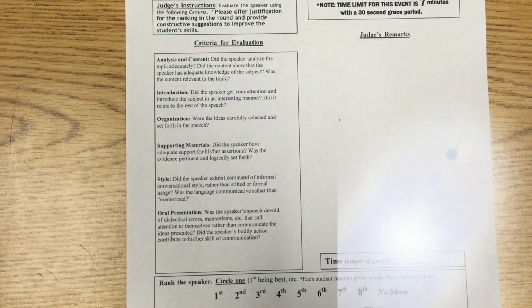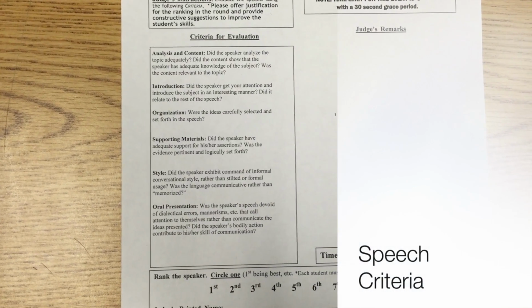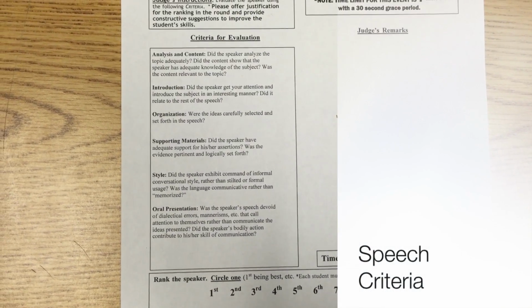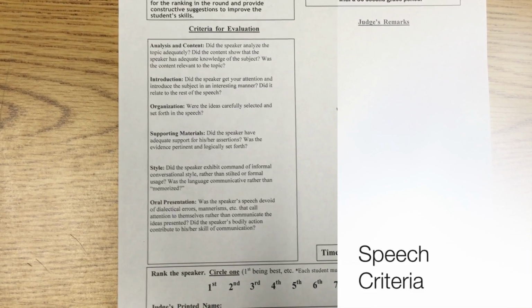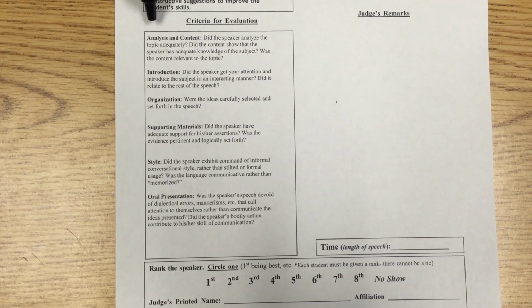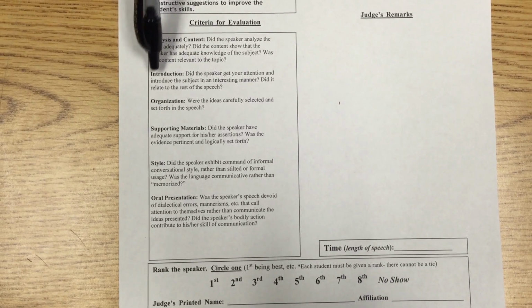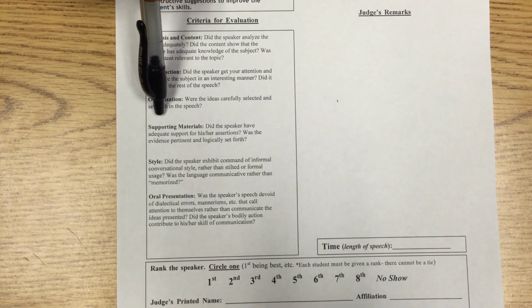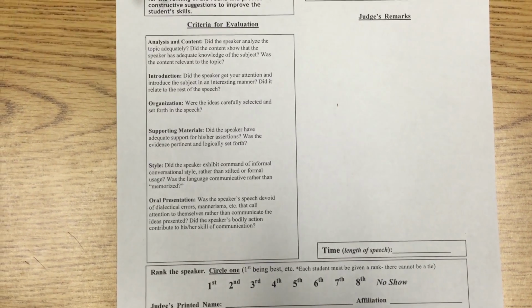Typically, speakers should receive time signals and you should at least give them 3 down. But it's always up to the discretion of you as the judge. Extemporaneous speaking ballots are nice in the sense that they give a good criteria of how to evaluate an extemporaneous speaker. The many categories include analysis and content, introduction, organization, supporting materials, style, and oral presentation.